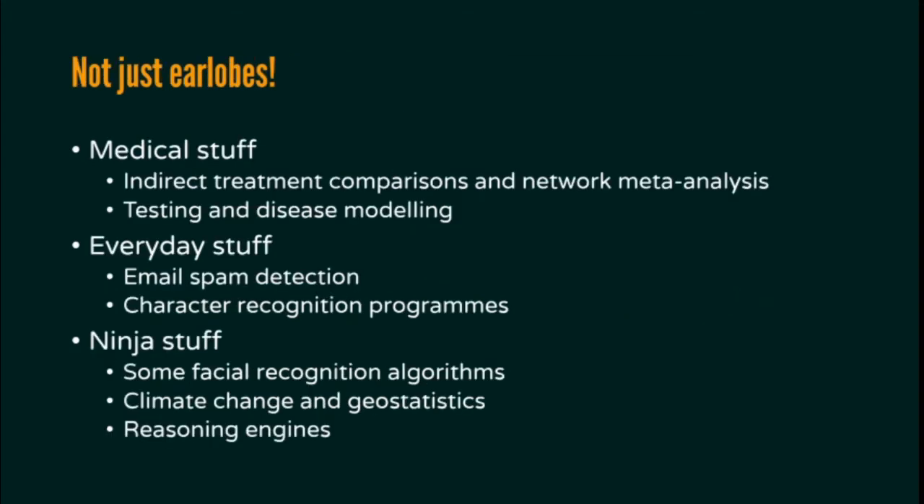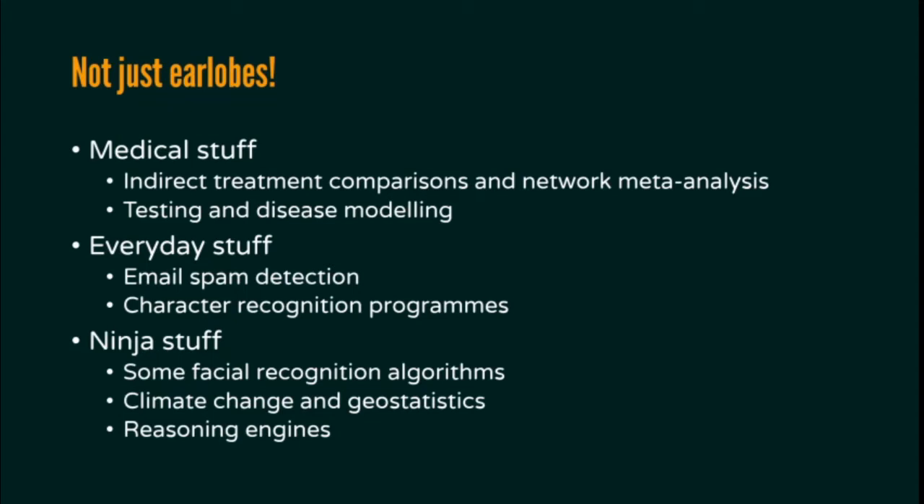But of course, Bayesianism isn't just about earlobes and made-up diseases. The ability to model decision making under uncertainty means that we can apply it to lots of situations. Here are some examples. So we've got indirect treatment comparisons and network meta-analysis, which is the sort of thing that I've done quite a bit of. We've also got testing and disease modelling that I have some experience of.